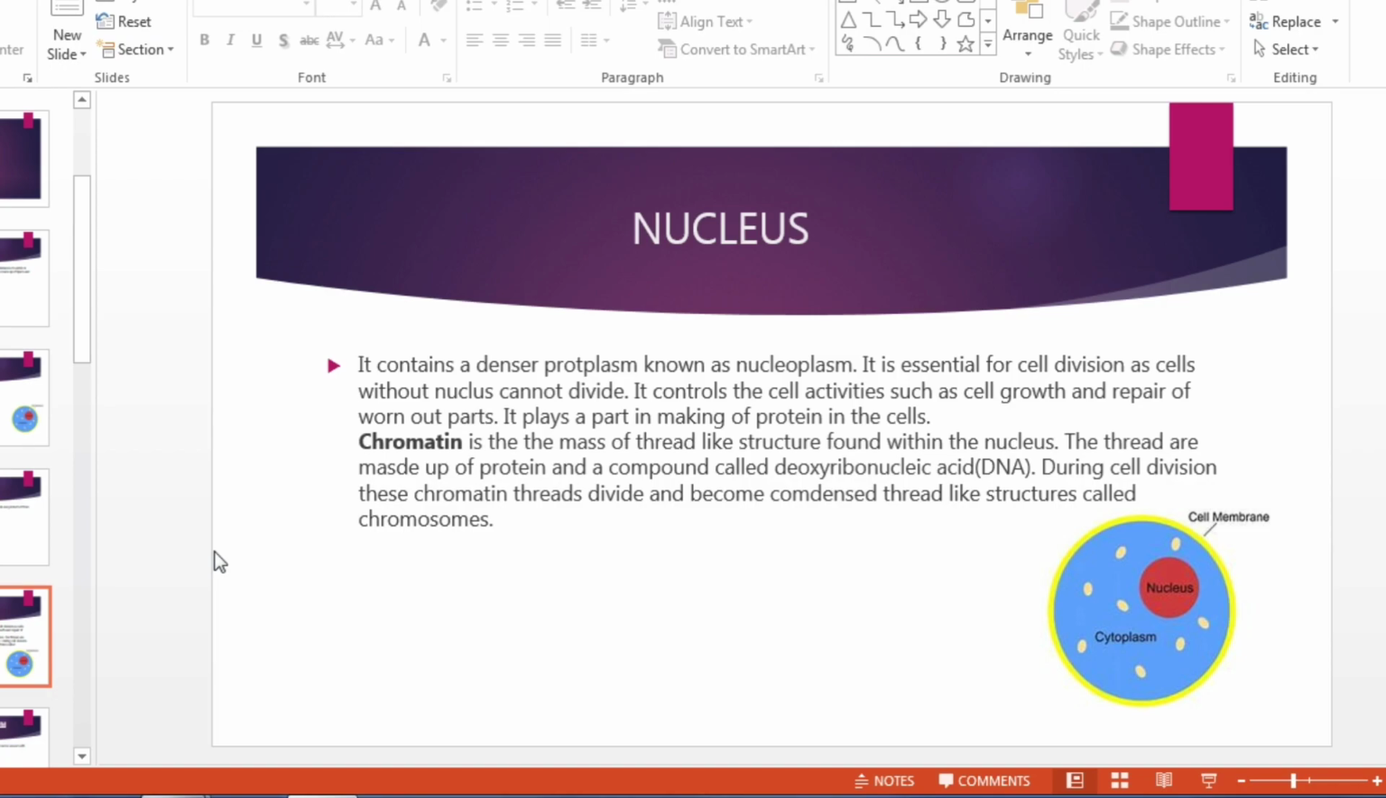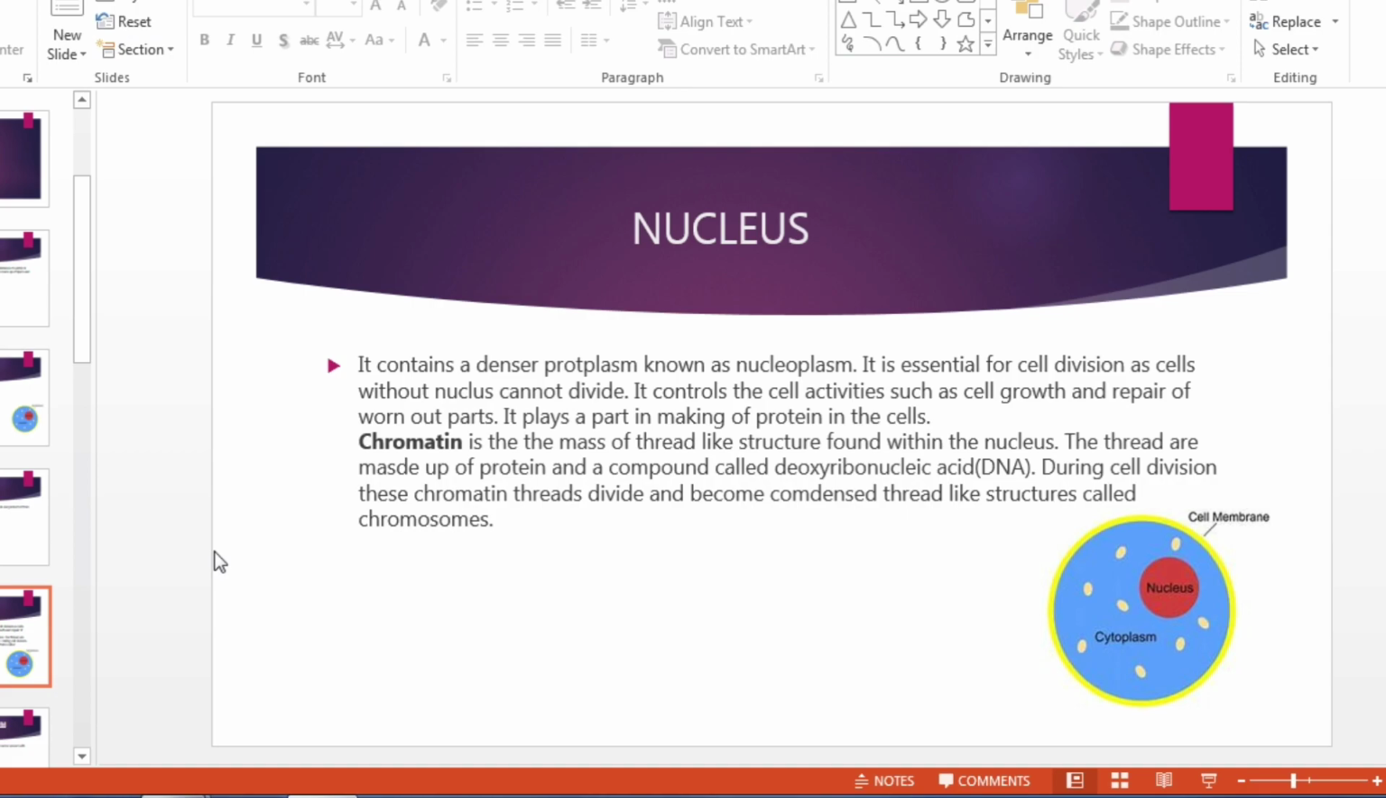The nucleus controls all the activities happening in the cell, the cell division, cell elongation, any kind of activities happening in the cell is controlled by the nucleus. It is essential for cell division, as cells without a nucleus cannot divide. If you have seen, red blood cells do not contain a nucleus. That's why they have a biconcave disc-like shape, which we will study further on. So red blood cells cannot divide themselves as they have no nucleus.